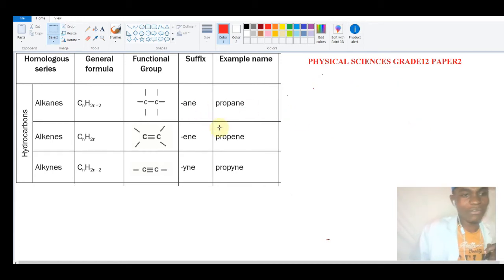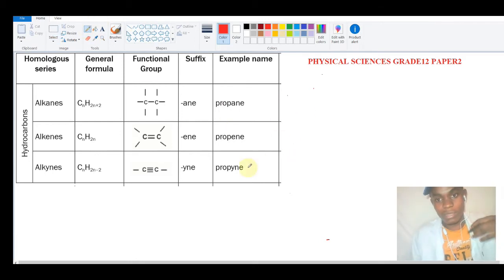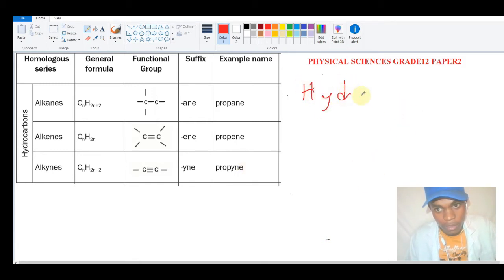But before we start off with this naming, it's very important to familiarize yourself with some certain terminology. Like I just said, today we're naming hydrocarbons. So someone there at home is wondering, what are hydrocarbons?